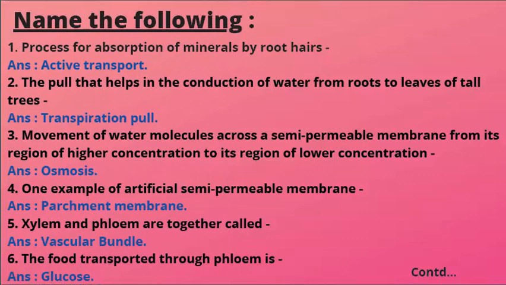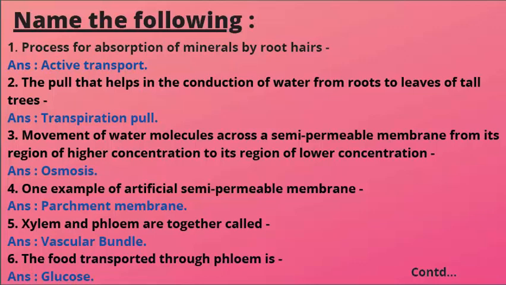Next we have name the following. Number 1. The process for absorption of minerals by root hair is known as, answer is active transport. Number 2. The pull that helps in the conduction of water from roots to leaves of tall trees is known as transpiration pull.